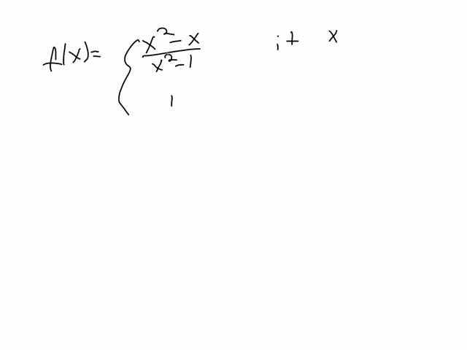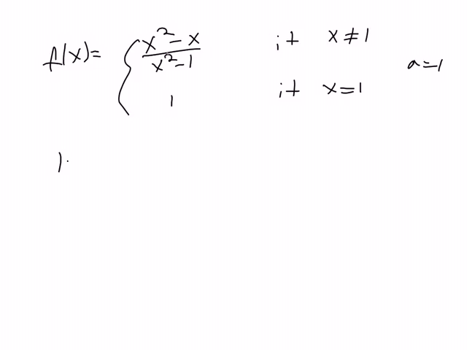Okay, next problem. So we have f of x equals x squared minus x over x squared minus 1, if x does not equal 1, and 1 if x equals 1. And a is equal to 1, so we want to show that there's a discontinuity at 1.